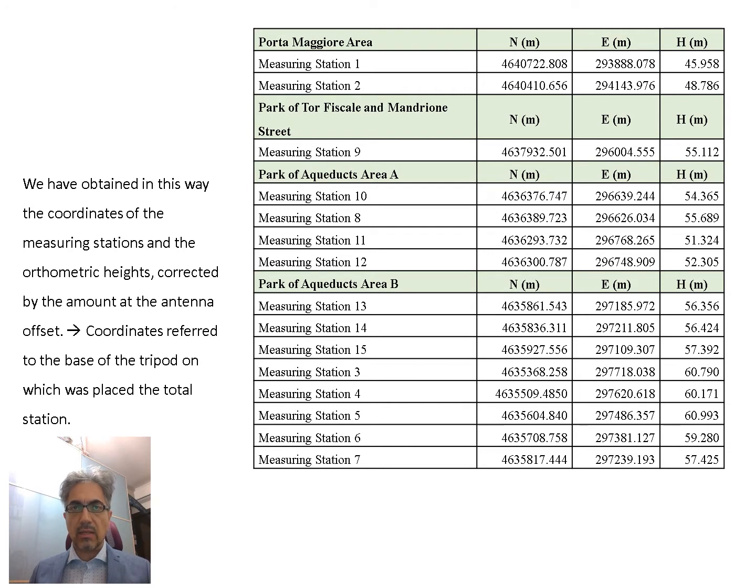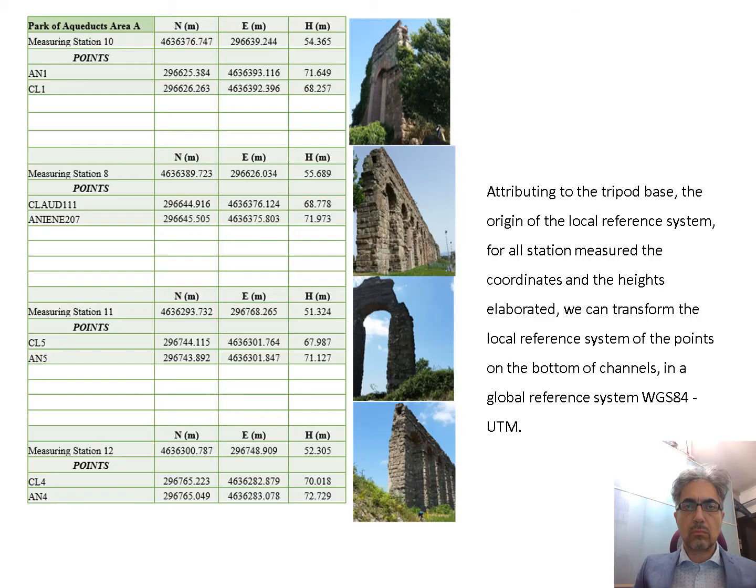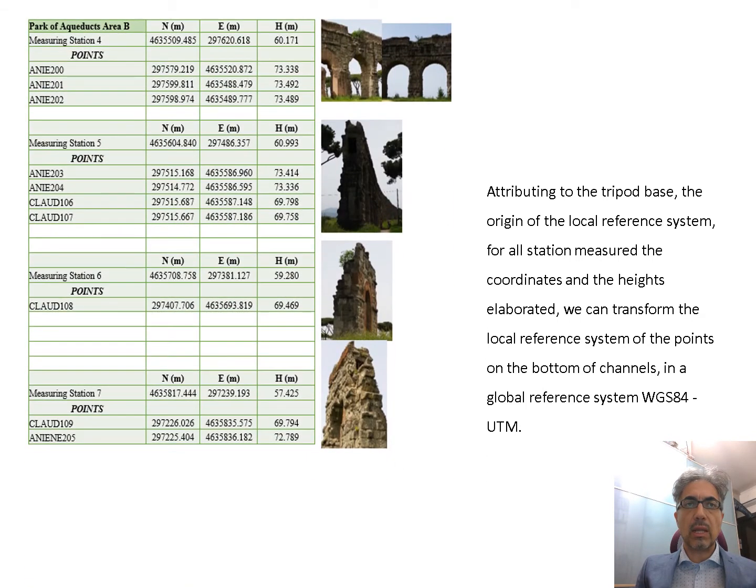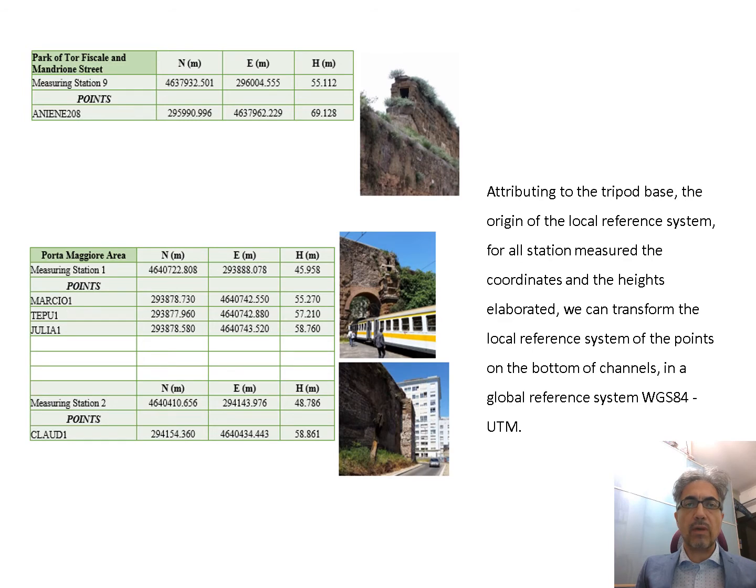Since we are considering the height difference in an aqueduct, it is necessary to know the orthometric heights. For this reason, the ellipsoidal heights obtained have been converted into orthometric heights by the geoid model ItalGeo 2005, which has an estimated accuracy of 3 centimeters. Having found in this way the orthometric heights of each point measured with the GPS receiver, it was then possible to calculate the orthometric heights of all points on the aqueduct measured with the total station. Accordingly, in the table we can see the planimetric coordinates and the heights of all the points measured on the bottom of the aqueduct channels.